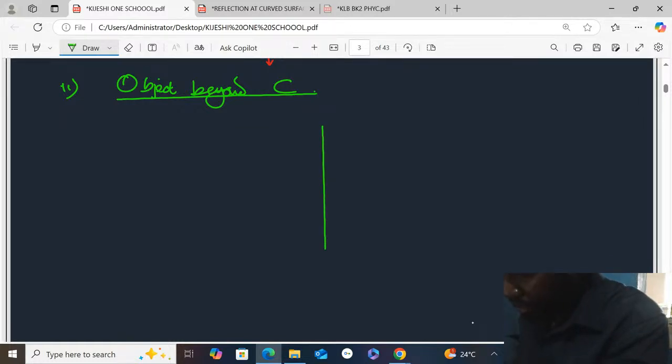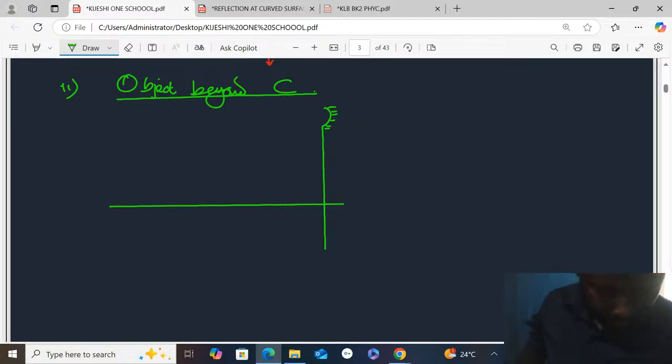So this will be my mirror. Then I'll show my principal axis in this manner. Then probably I'll say that my focal length to be about 1.5 centimeters, or maybe I say 2 centimeters. So in this case, allow me say that my F is 2 centimeters, meaning that my R will be twice, which will be the same as 4 centimeters.